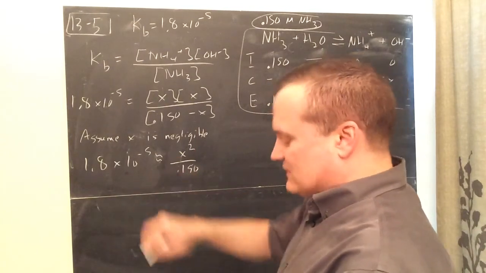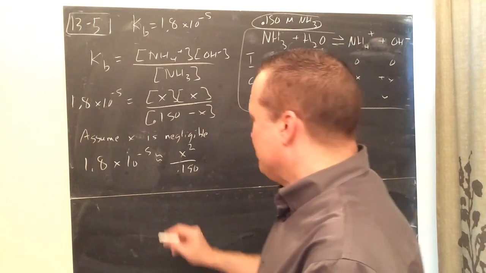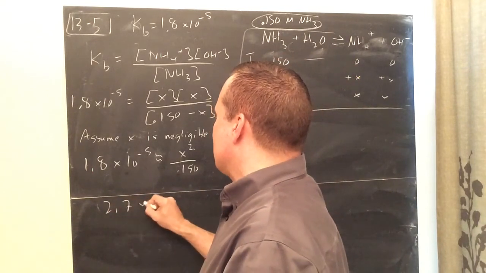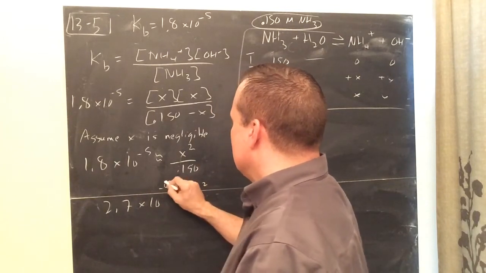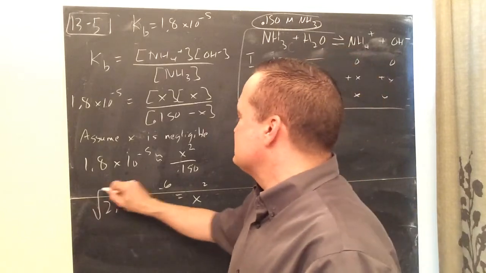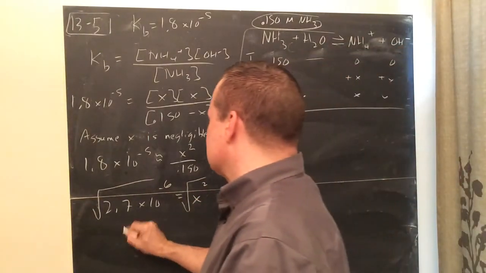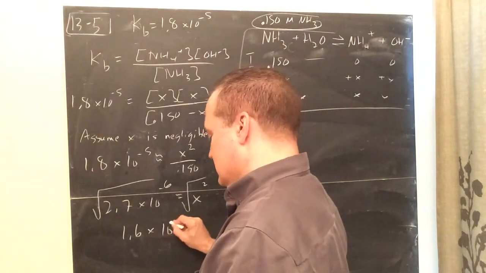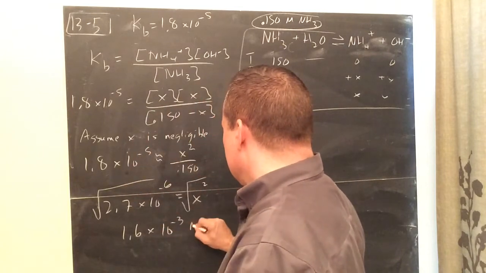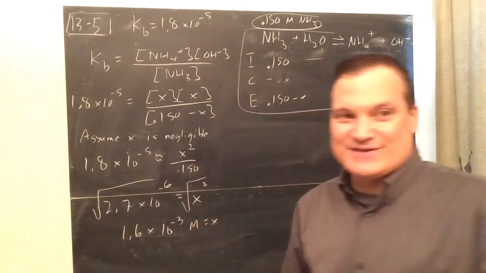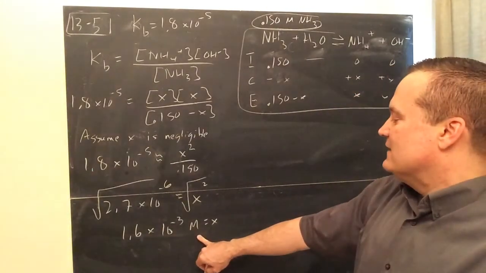Okay, so 150 times 1.8 × 10^-5, 0.150 is 2.7 × 10^-6 equals x squared. Now, let's get the square root of both sides. And so it looks like 1.6 × 10^-3 molar equals x. Actually, I've got this one worked out, so I just looked at the answer right there. Yeah, I got it right. Okay, so 1.6 × 10^-3 M.